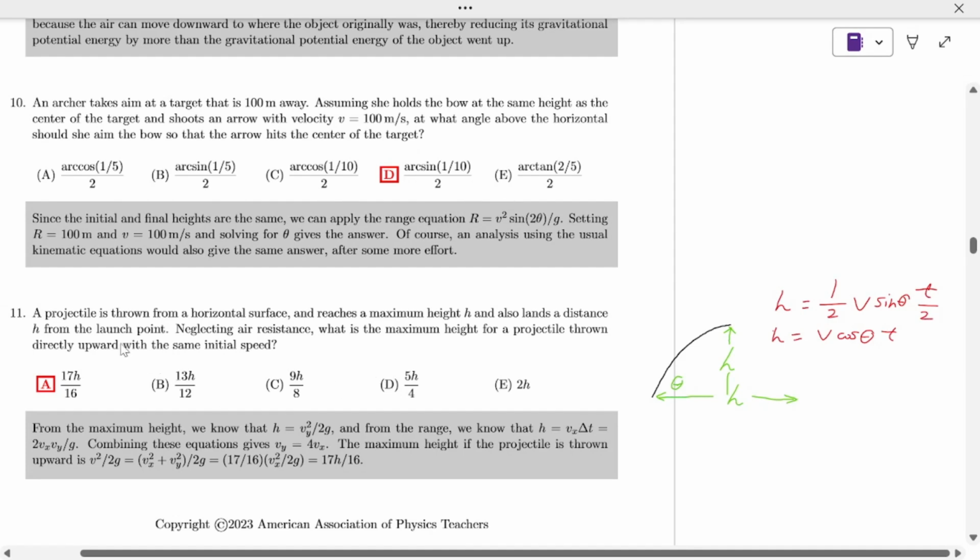Problem 11: a projectile is thrown from a horizontal surface, reaching maximum height h, and travels horizontally a distance of h. So h and h are the same. We want to know, if you were aiming directly up with the same initial speed, how high would it go? The solution is pretty clear.